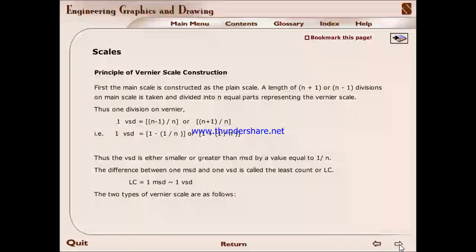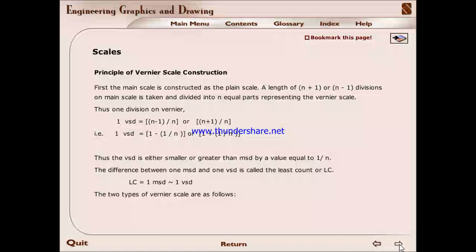Principle of vernier scale construction. First, the main scale is constructed as a plain scale. A length of n plus 1 or n minus 1 divisions on the main scale is taken and divided into n equal parts representing the vernier scale. Thus, 1 VSD is equal to n minus 1 by n or n plus 1 by n. That is, 1 VSD is equal to 1 minus 1 by n or 1 plus 1 by n. Thus, VSD is either smaller or greater than MSD by a value equal to 1 by n.